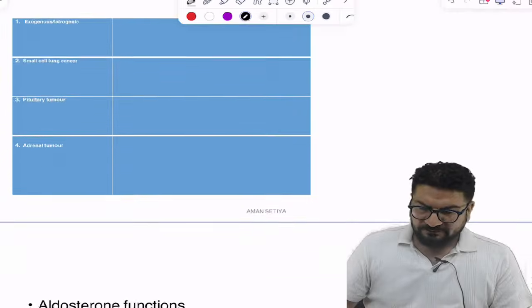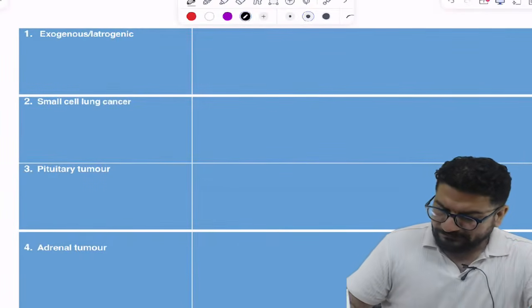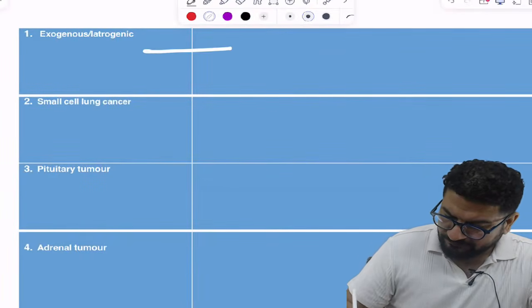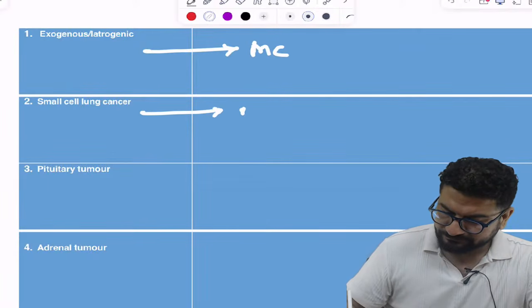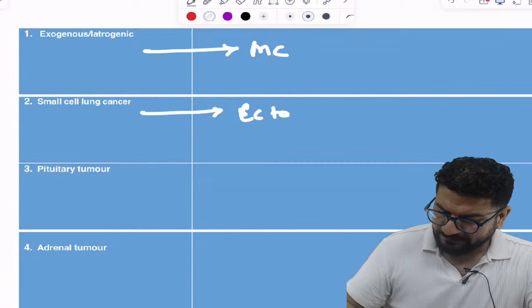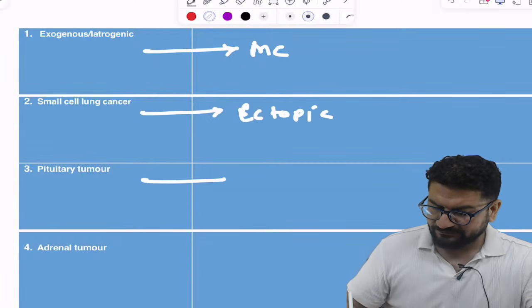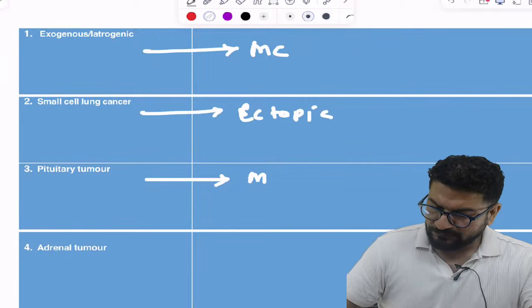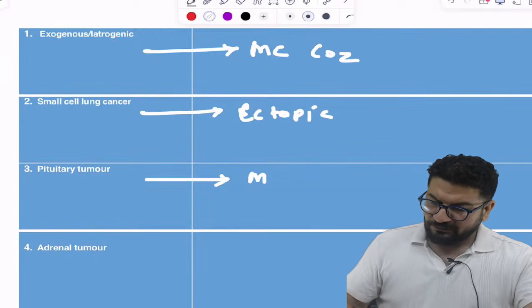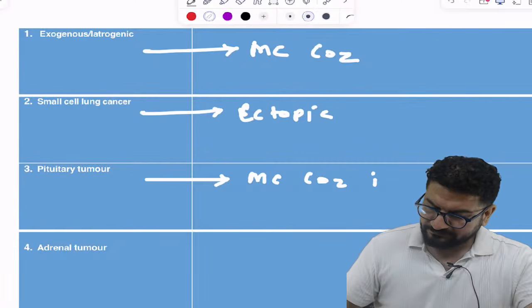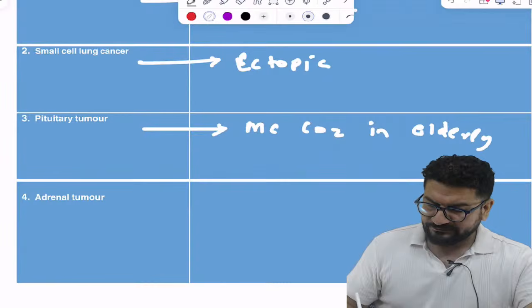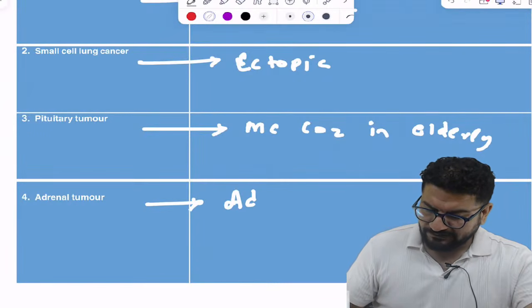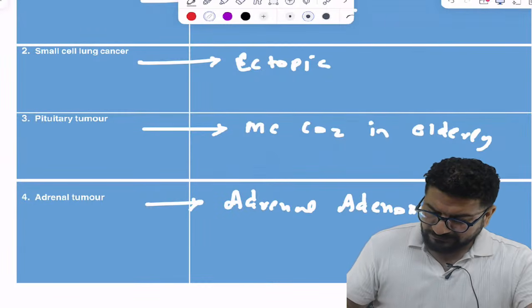Done? Okay, now the most common cause of Cushing will be exogenous. The paraneoplastic cause, or I can say ectopic cause, will be small cell lung cancer. Most common cause will be exogenous. Most common endogenous cause will be pituitary tumor, and if it is adrenal gland, it is due to adrenal tumor, that is, due to adrenal adenoma.